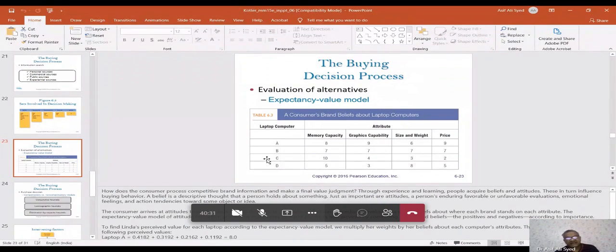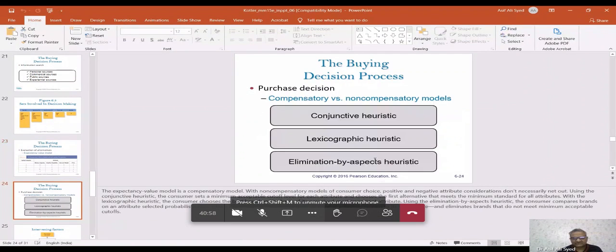But there's a person who's a banker, or a chartered accountant, who wants to do more number crunching. He needs more memory capacity and does not need graphics capacity. He can even compromise on size and weight, but he needs a product at an economic price. So he is going to discount the other brands on the basis of these requirements. So he would eliminate by aspects heuristic on the basis of the product that he or she would like to actually buy.